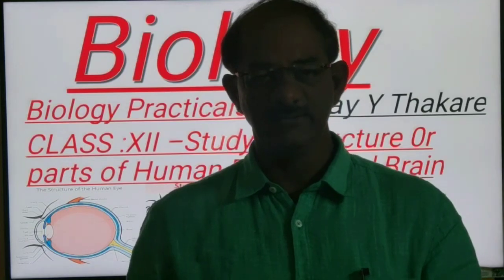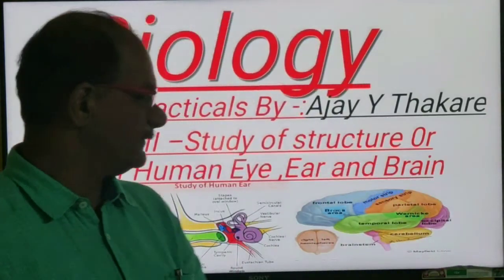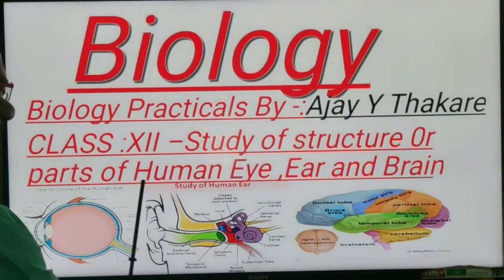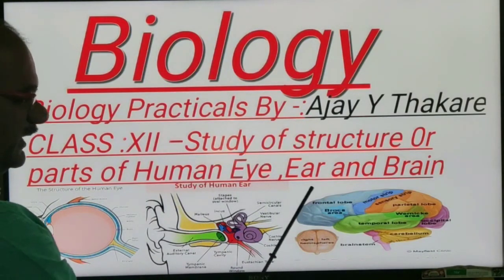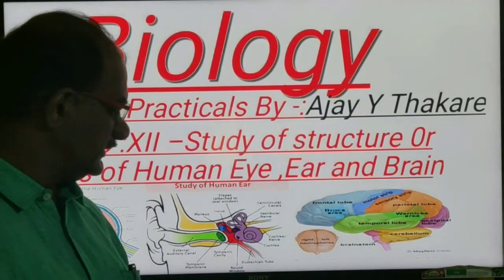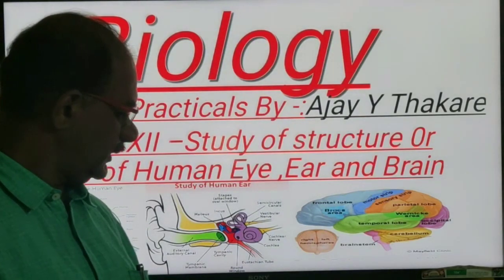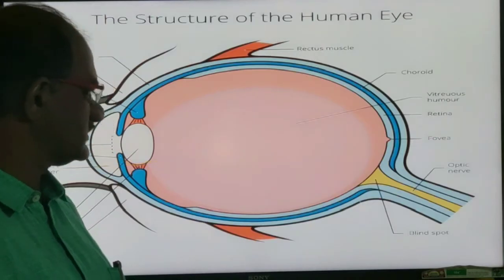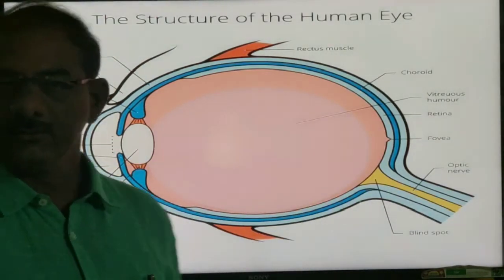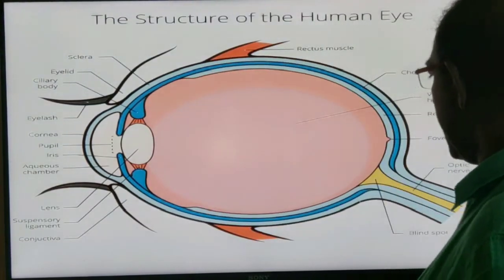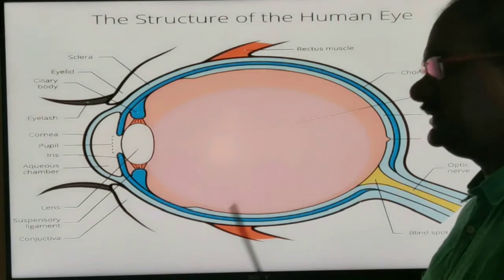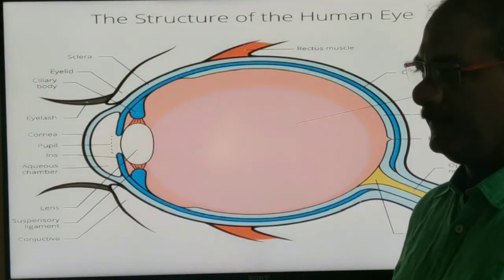So our today's practical is the study of the structure of parts of human eye, human ear and brain. In this practical, we first discuss the structure of the eye. So this is the structure of the eye. Particularly the anatomy as well as physiology is studied in this practical.